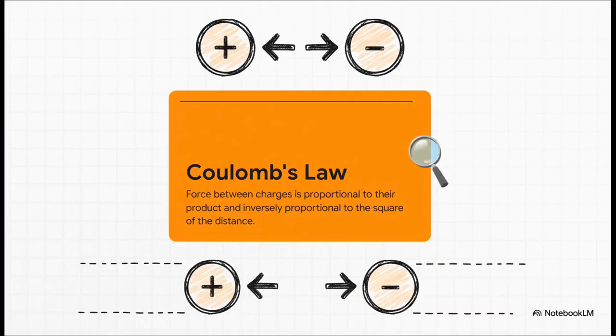Well, the answer has a name, and it's called Coulomb's law. But don't let the name scare you. It really just gives us the precise recipe for this force. And it all boils down to two key things. First, the more charge you have, the stronger the force gets. Makes sense. But second, and this is so important, that force drops off dramatically with distance. It's not a gentle slope. It's like falling off a cliff. If you double the distance, the force gets 4 times weaker.